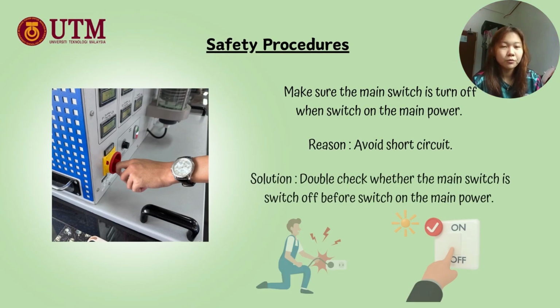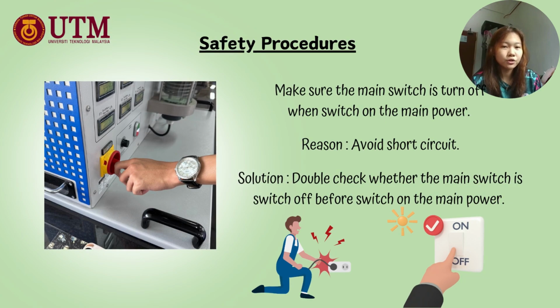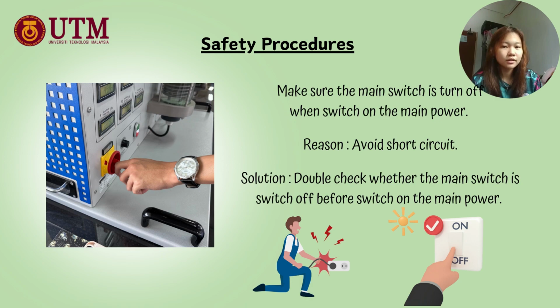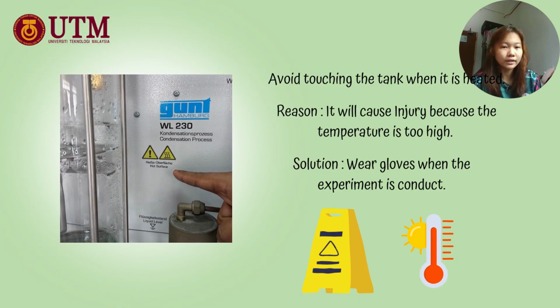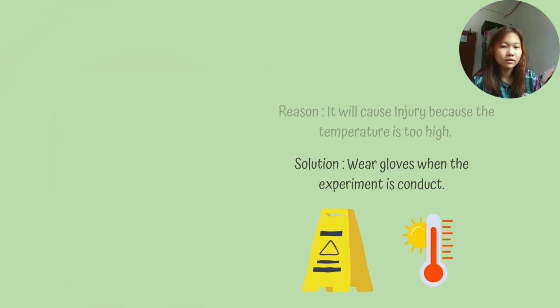Safety procedures. Make sure the main switch is turned off before switching on the main power. Reason: to avoid short circuit. Solution: double check that the main switch is switched off before switching on the main power. The next one is to avoid touching the tank when it is heated. Reason: it will cause injury because the temperature is too high. Solution: wear gloves when the experiment is conducted.